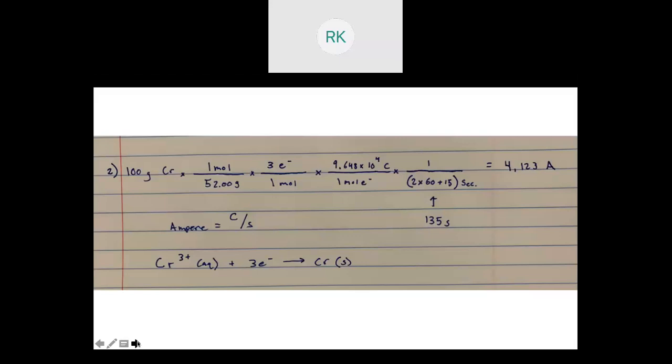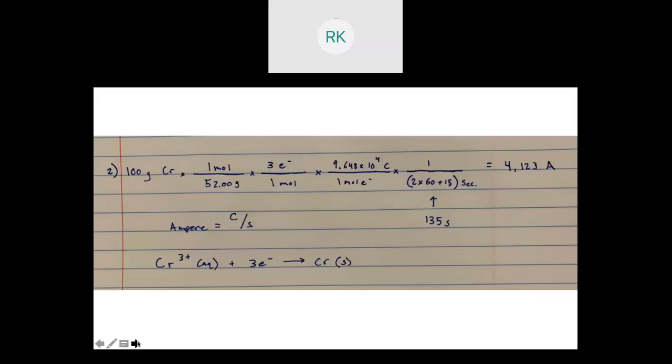over seconds, which is the same as just dividing it by seconds. And so when we do that math, it's coulombs per second. You do the math out, and it comes out to 4,123. And again, coulombs per second is equal to amperes, which is A, our unit for that.